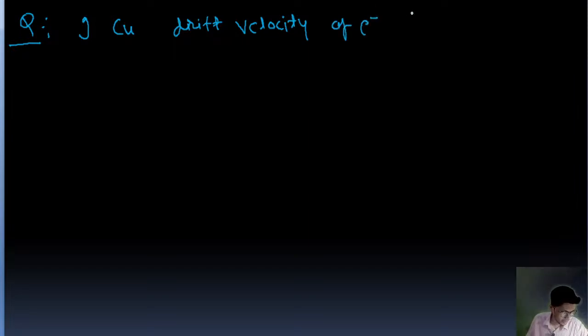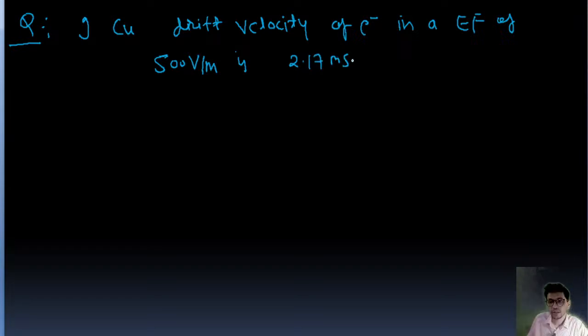The question is: in Cu, that is copper, the drift velocity of an electron in an electric field of 500 volt per meter is 2.17 meter per second. Copper is a conductor, right? The drift velocity is the velocity of the free electrons in an electric field of 500 volt per meter, which is 2.17 meter per second.